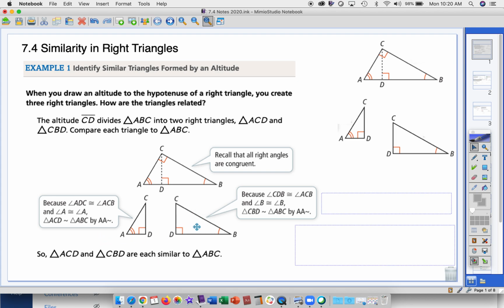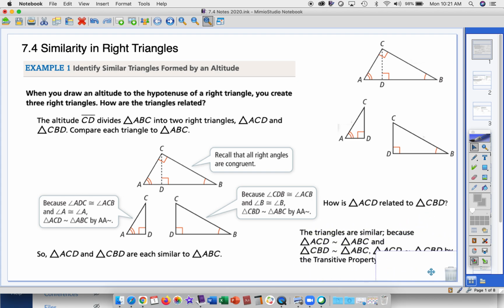If we look at the triangle on the right, again, we can prove that the 2 triangles are similar by AA. So, triangle ACD and CBD are each similar to triangle ABC. We can also continue and talk about how ACD and triangle CBD are related. And since they are both similar to triangle ABC, they are similar to each other by the transitive property.